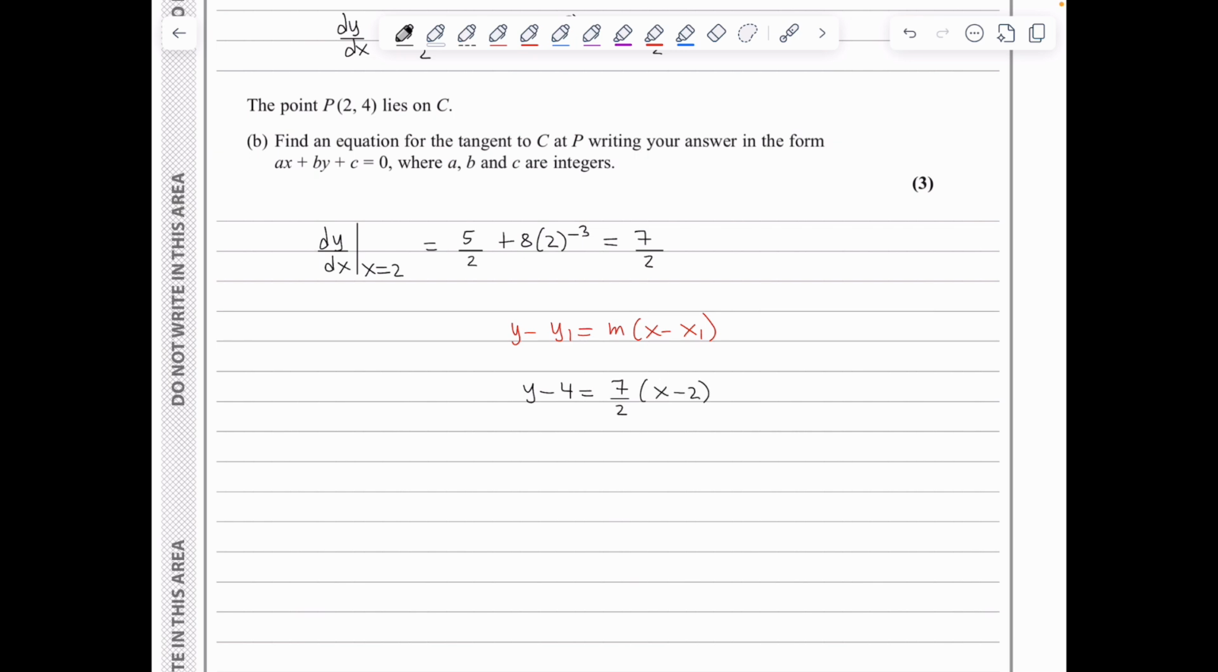So we can proceed into cross multiplying: 2 brackets y minus 4 is 7 brackets x minus 2. So if I expand, I get 2y minus 8 is equal to 7x minus 14. And then collecting everything on the left-hand side leads to 2y minus 7x plus 6 is 0, which is the final answer in the required form.